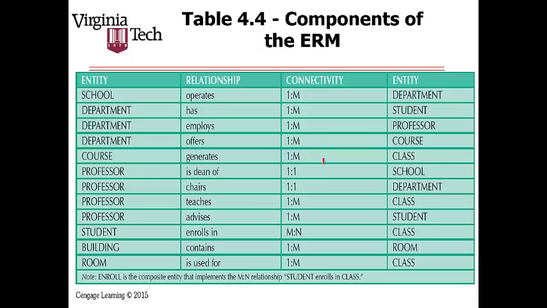A professor is dean of one and only one school. A professor chairs one and only one department. A professor teaches one or many classes. A professor advises one or many students. A student enrolls in many classes. A class enrolls many students, a many-to-many relationship there. A building contains one-to-many rooms. A room is used for one or many classes.